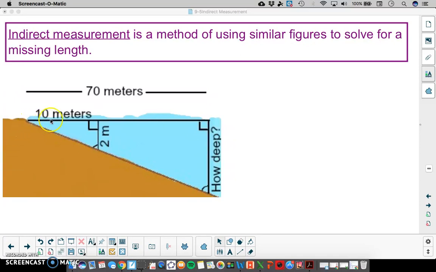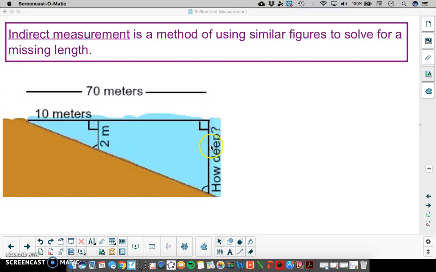What we can do is actually use similar triangles to help us do that. So we have a smaller triangle here with 10 meters out and 2 meters deep. And we know the distance we want out from shore, and we want to find out how deep the water is. We know these two triangles are similar because we know we're looking at a horizontal and vertical distance, which creates congruent right angles for both of those triangles.